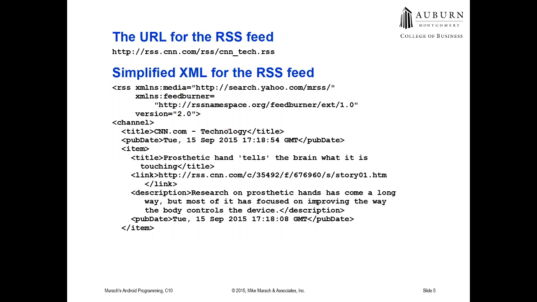CNN.com technology, and the published date, which is the date when the recent RSS was published, and then it shows item, and you'll have multiple items. Within one item you'll have a title, which is the title of the news, the link to see the details on CNN, and a description, right? And the published date when this item was published.